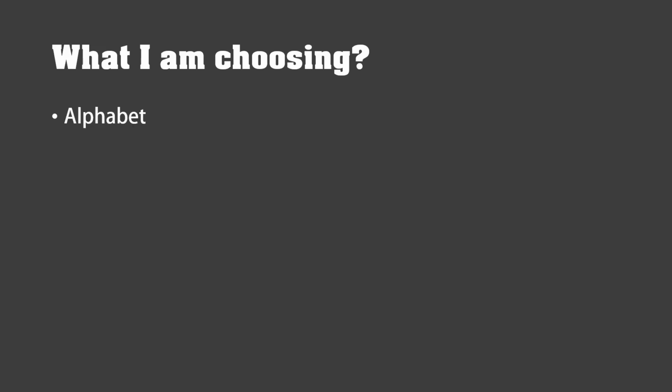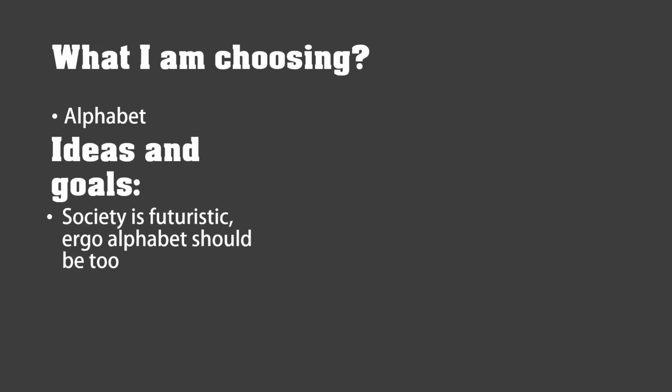But if I want to create my own, what will I do? Well, I'm going to firstly choose some ideas and goals. Firstly, the society is going to be futuristic, therefore the alphabet should be as well. And secondly, it should be simple. What do I think of when I think of those? Well, I think of binary.